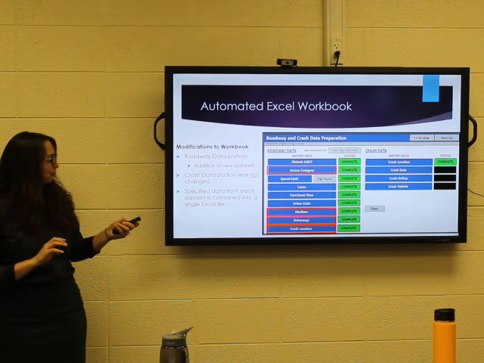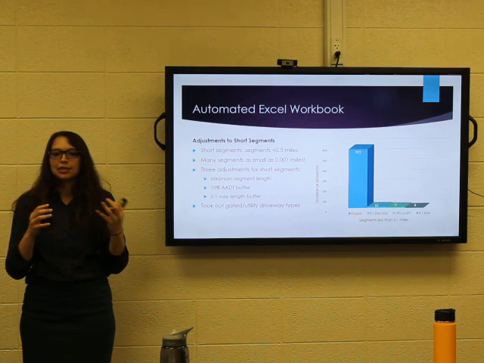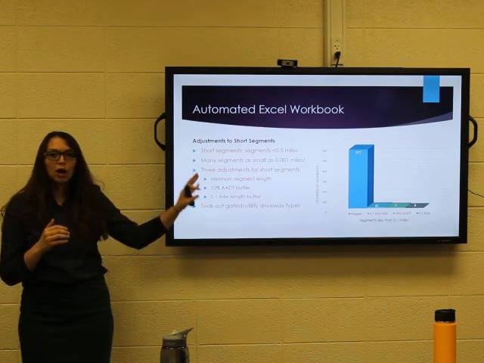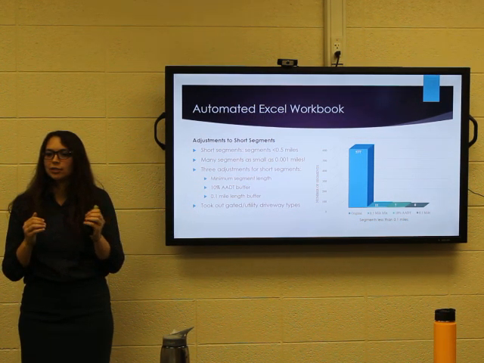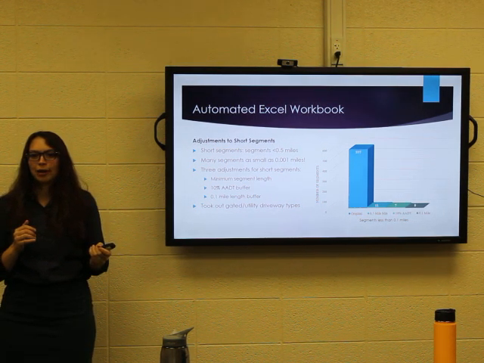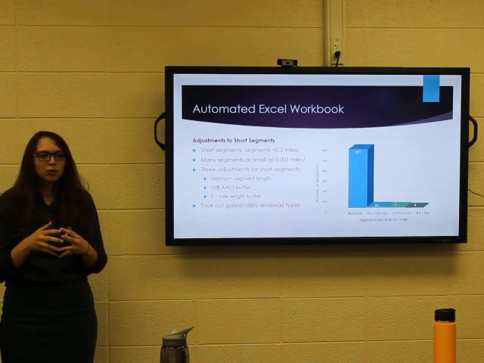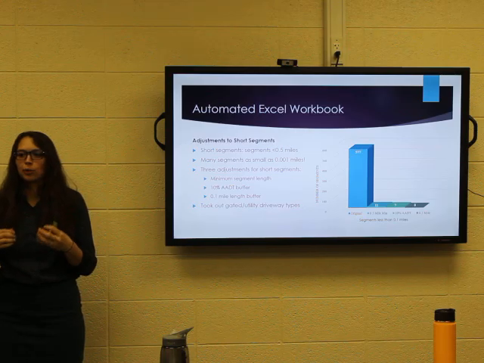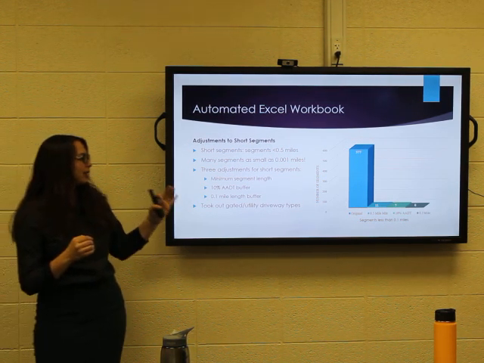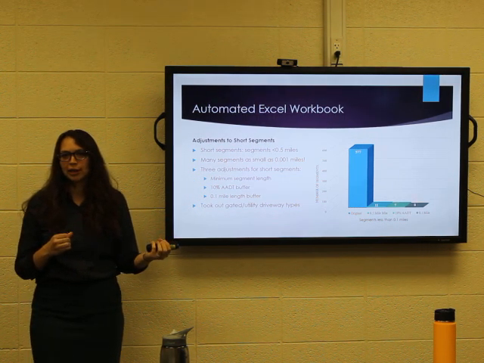And I found that segmenting the data based on characteristics for all of these data sets was difficult. We found that we had many segments less than 0.5 miles, and we felt that this was going to affect the results of our analysis, and so we wanted to eliminate those short segments. So we created 3 adjustments for these short segments.